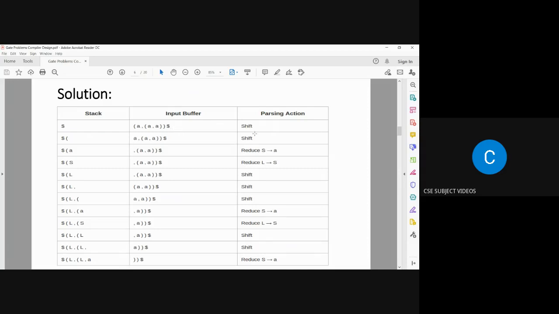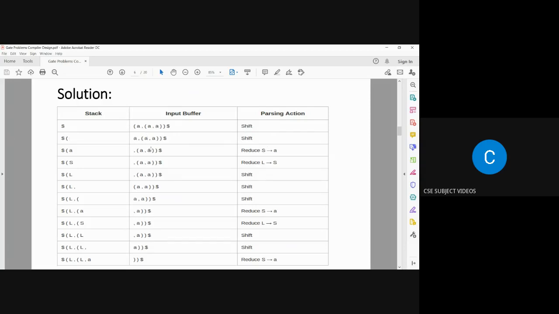Okay, dollar. What we are doing first? First we are going to shift one input symbol from input buffer to top of the stack. Top of the stack dollar, and then open bracket shifted to top of the stack. Open bracket, and then remaining input symbols a comma open bracket a comma a close bracket dollar. Again with this open bracket we can reduce or shift. We will shift. With this open bracket we cannot do anything, so we have to shift one input symbol from input buffer to top of the stack again.